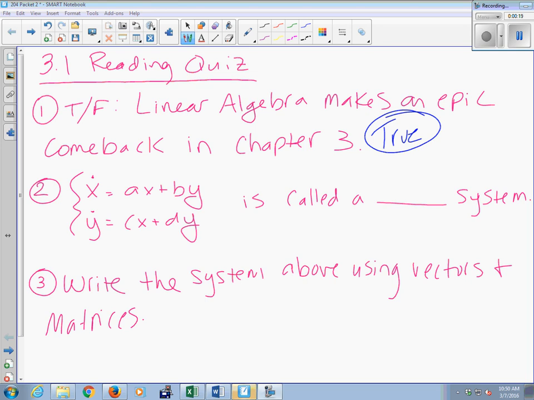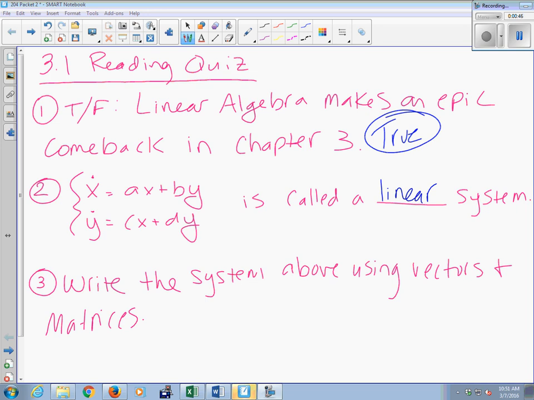Okay, this system, x dot equals ax plus by and y dot equals cx plus dy. Remember, x dot and y dot just mean dx/dt and dy/dt, time derivatives. They're called what kind of a system? Linear. Makes sense now. Checked it off.